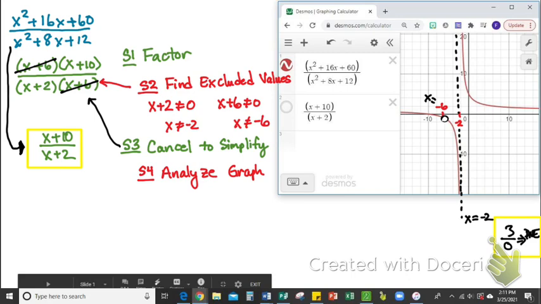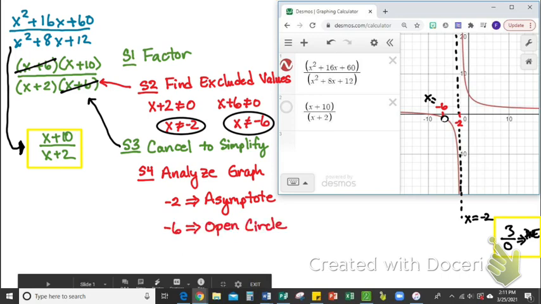What does that all mean? Let's take a look at that a little bit more. So those two are our excluded values, and they show up, or actually don't show up, in our graph. So negative 2 is an asymptote, right? And that's how it shows up in the graph. And the negative 6 is an open circle, and that's how it shows up in the graph.